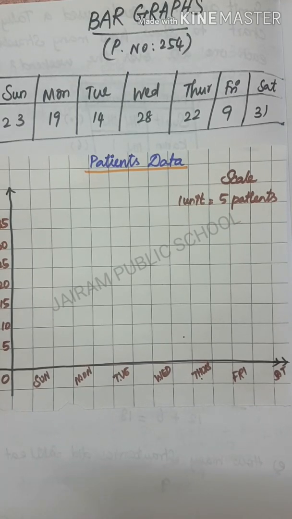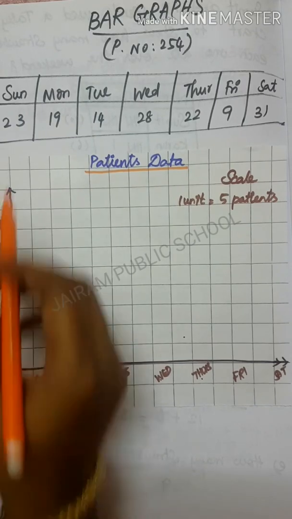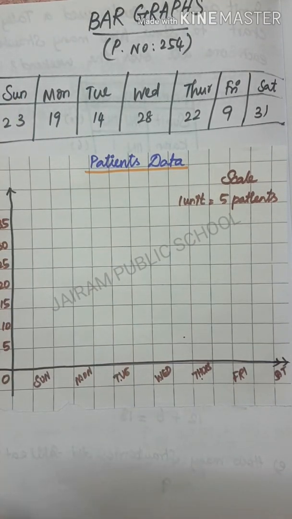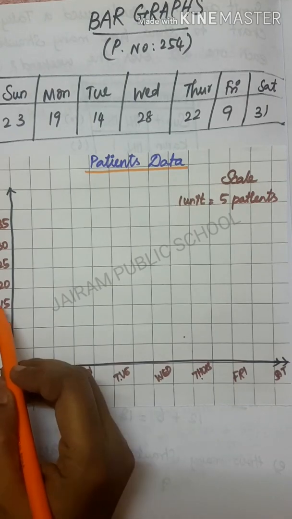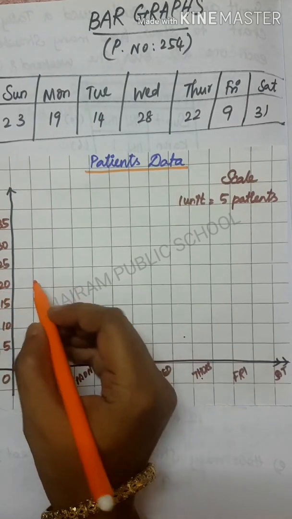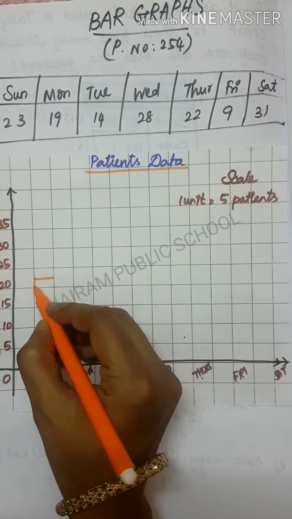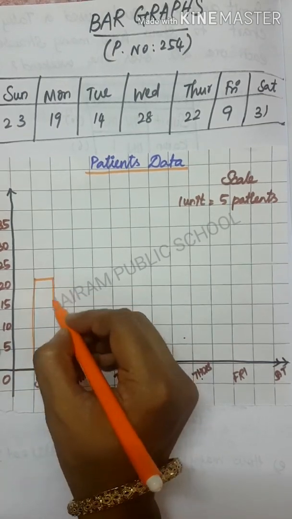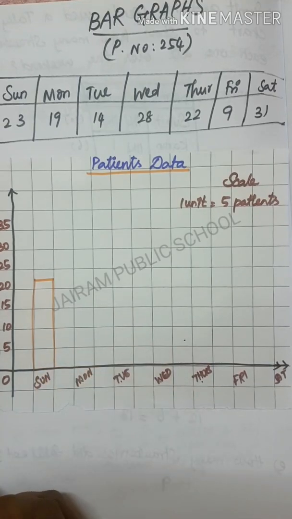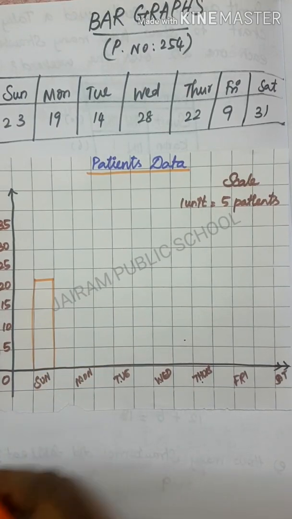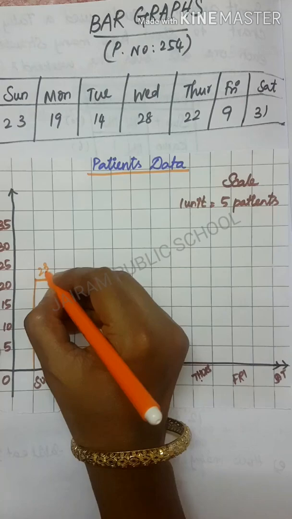Now, just draw the bar graph for the given data. For Sunday, it is 23. So this is 5, 10, 15, 20. So 23 will come here, right? So just draw it along Sunday. This is 23.